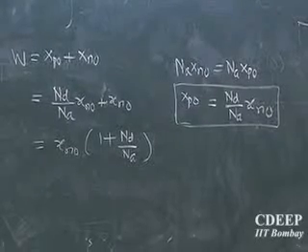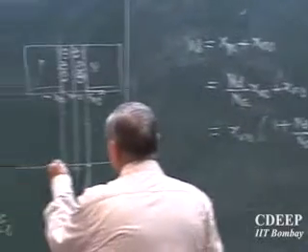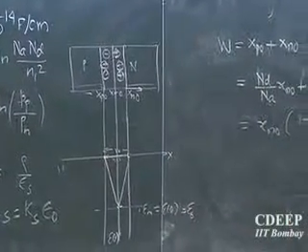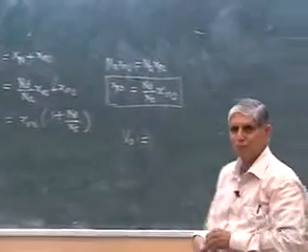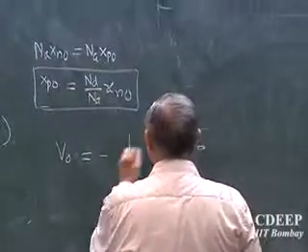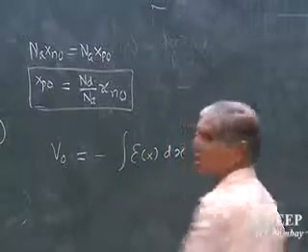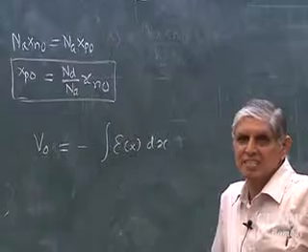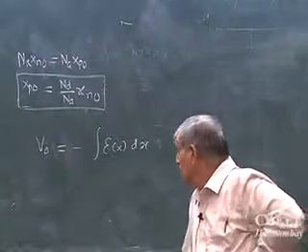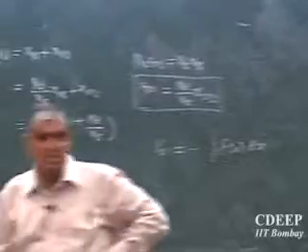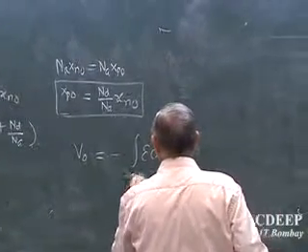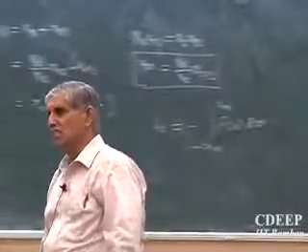Before I go ahead, some more relationships may be of interest. This is W. The voltage across the junction is V0, which we have called the built-in voltage. So V0 must be equal to the integral of E dx, since E is equal to minus dV by dx. Now the integral of Ex dx goes only from XPO to XNO, because the electric field only exists in this region.